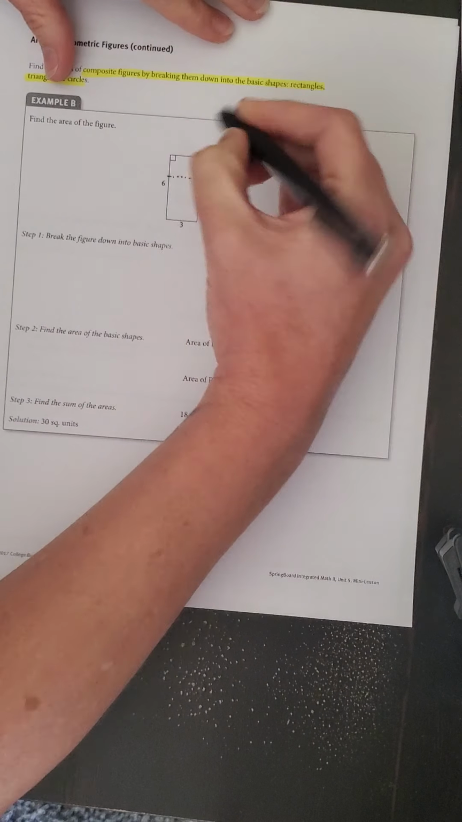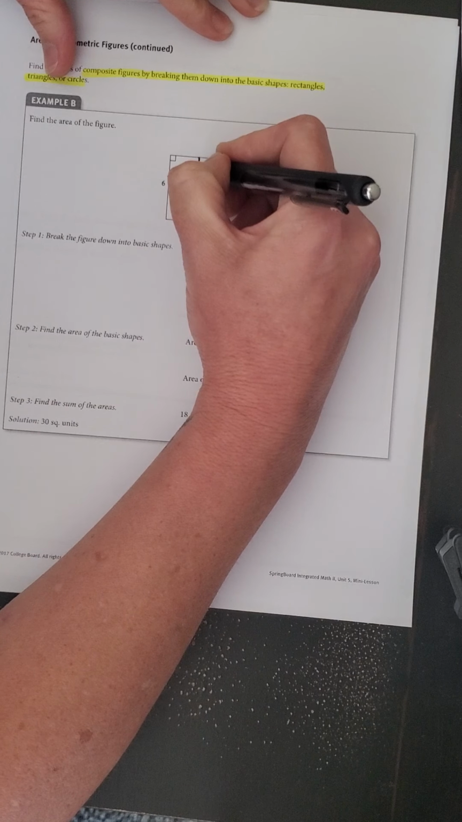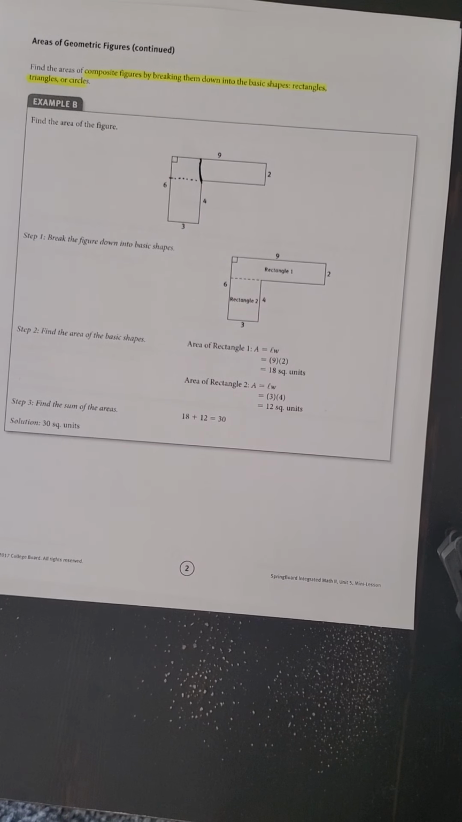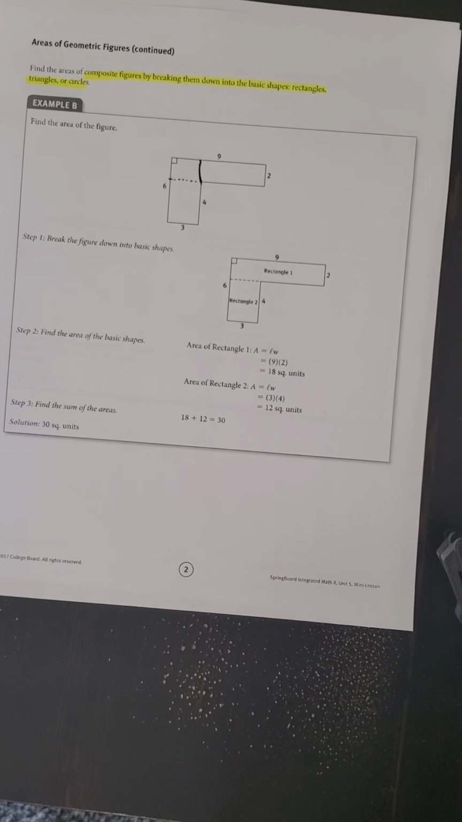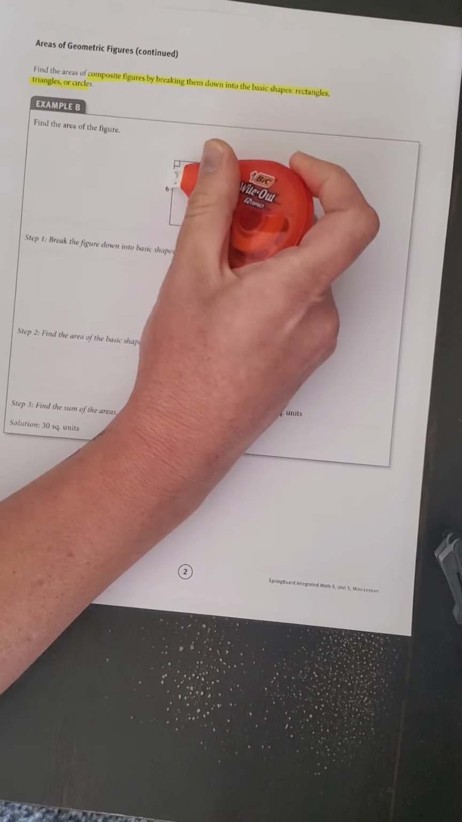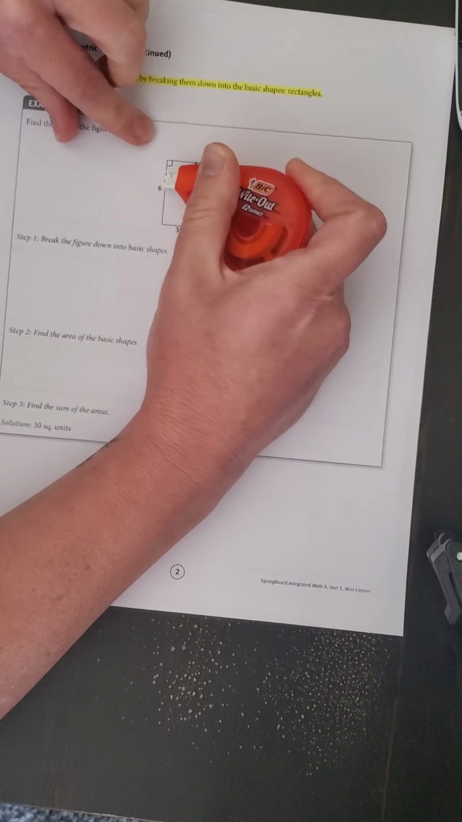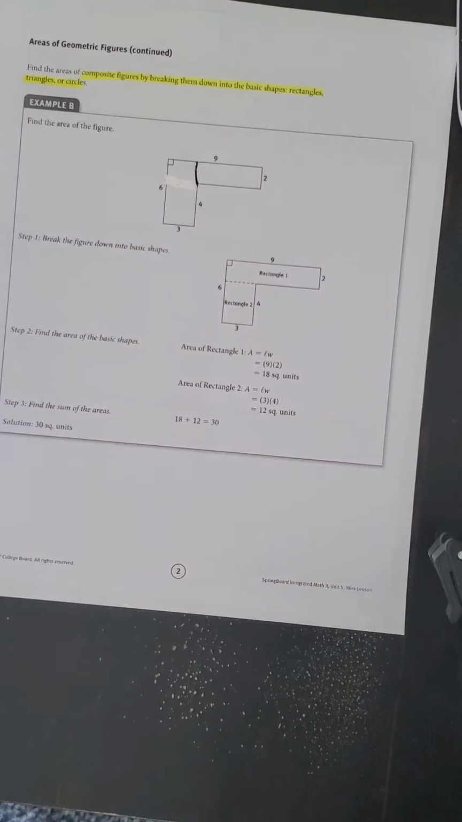What I'm going to do, I'm going to break it right here. So I'm going to erase my other dashed line. It's not wrong to do the other direction. I just prefer to do it this way. All right, so let's go ahead and fill in any missing measurements.